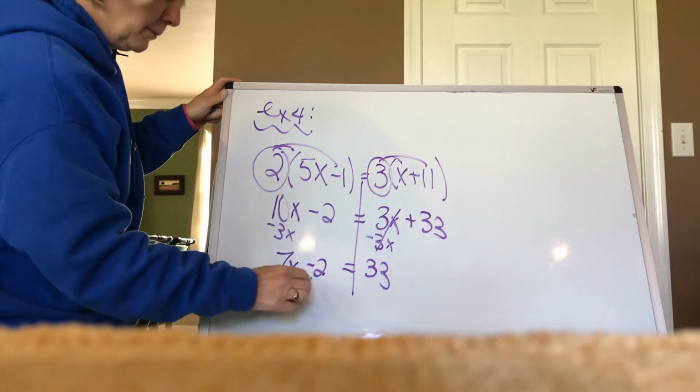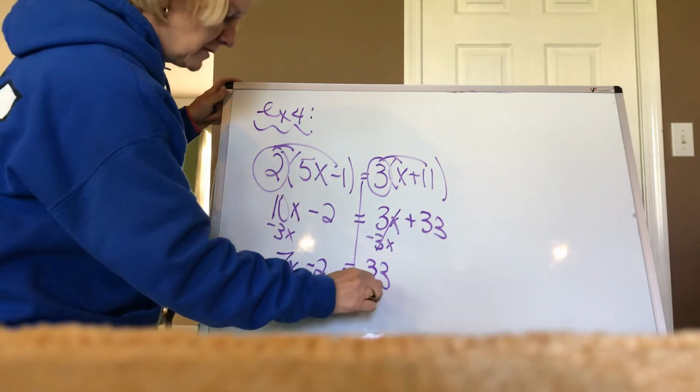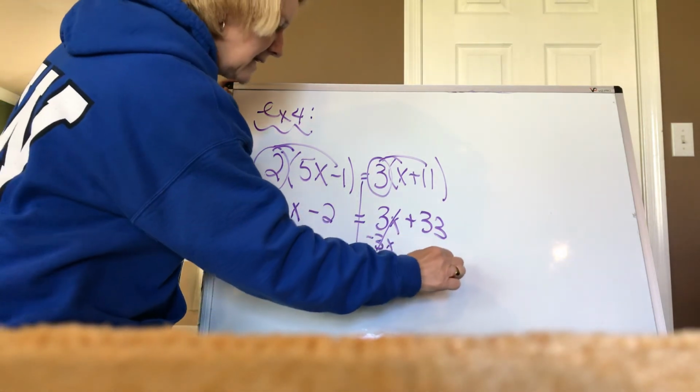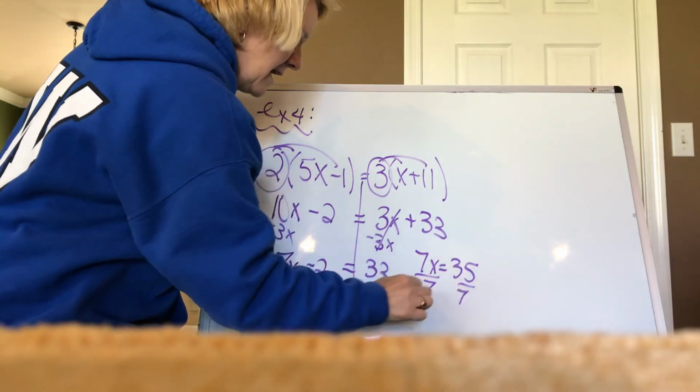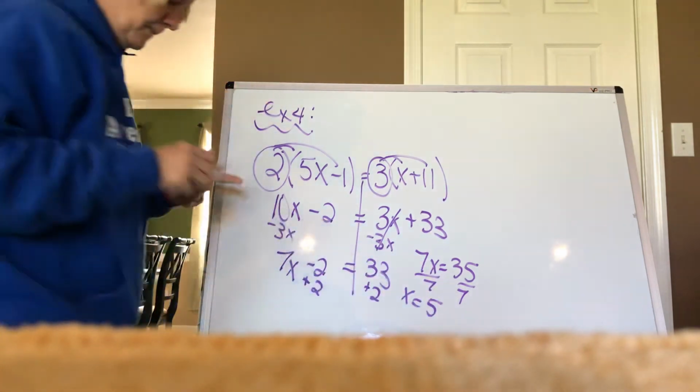Here we are, simple two-step. Add 2 to both sides, so 7x equals 35. Divide both sides by 7, x is 5.